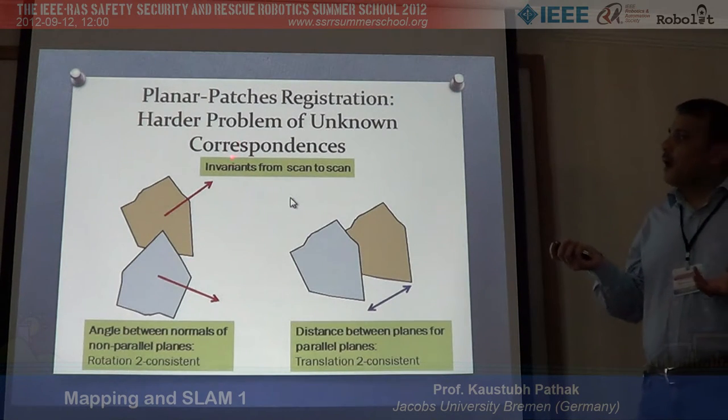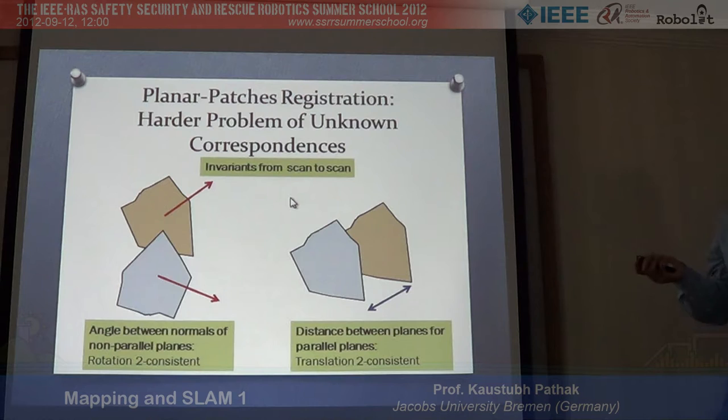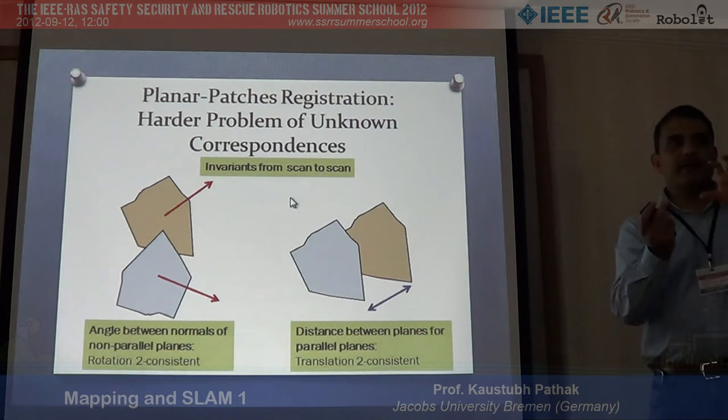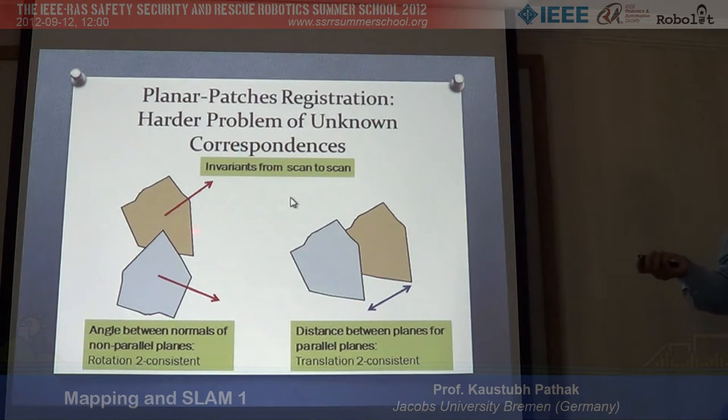So now I come to the harder problem, which is if the correspondences are not known, then what do you do? So in ICP, you have this heuristic that you always take the correspondence as the nearest point. In this case, we use certain invariants, which are the same from scan to scan.